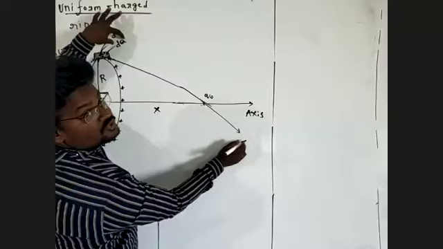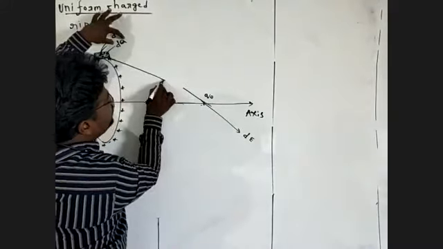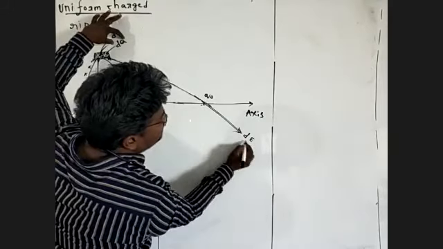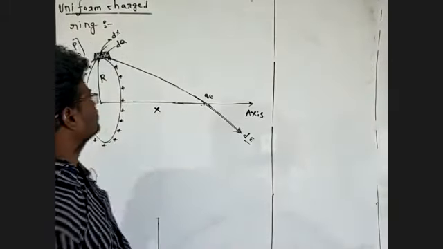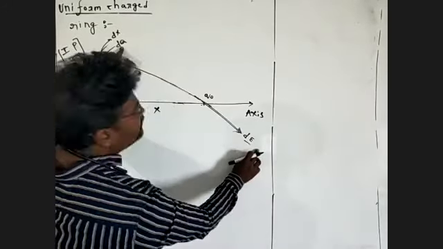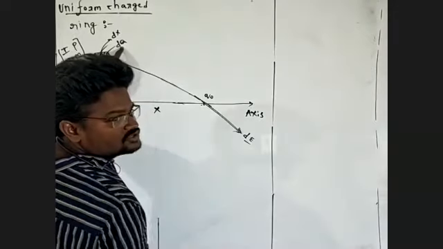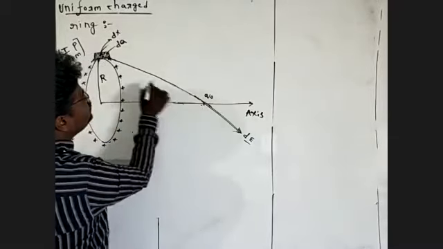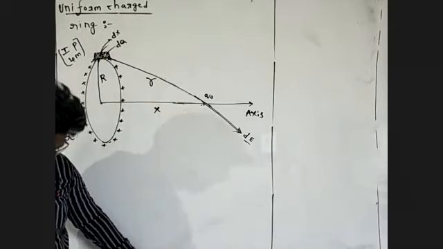dq is positive. The direction of electric field is away from the positive charge. This is the direction of the small electric field. dq will repel Q naught in this direction. The direction of electric field is away from the charge dq. The distance between the two charges is small r.